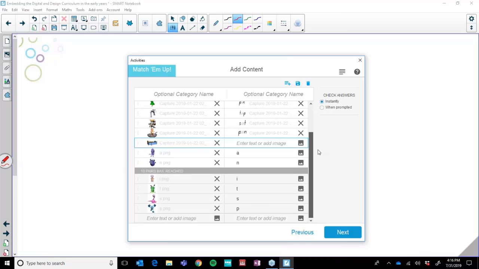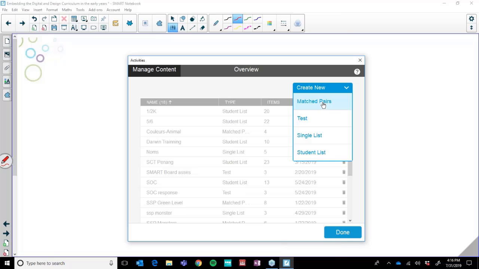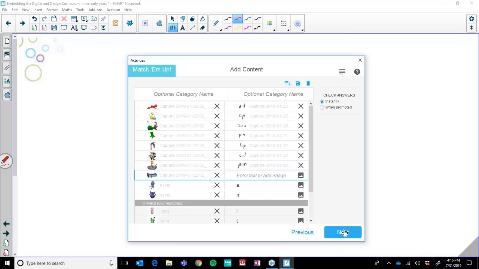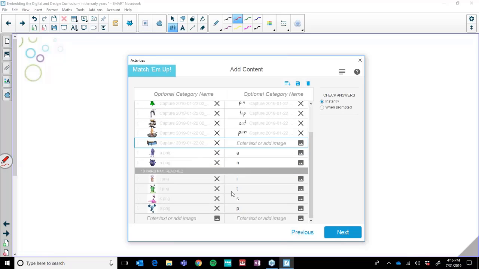Now, if you want to save lists, all you do is type in your content and press save, or you come into your manage content area where you can create new matched pairs, tests, single lists, and student lists, which is fantastic. So today I've just made two. I've done one that we did sort of towards the end of term 2, and then this one here we used in term 1 when they were getting familiar with these sounds.